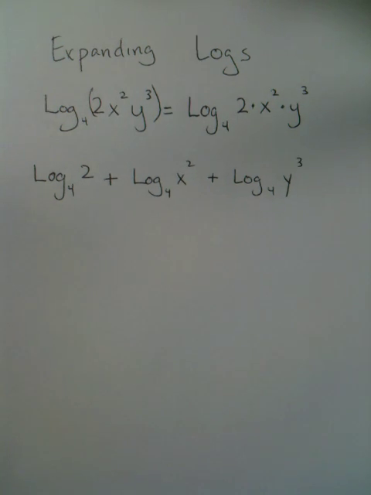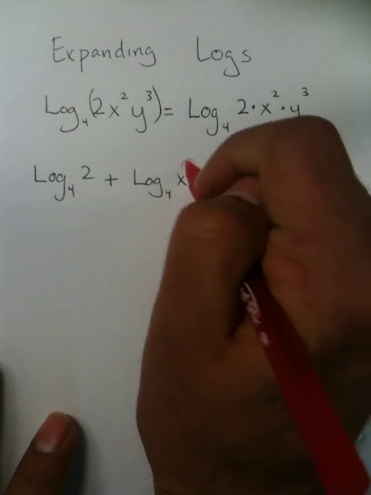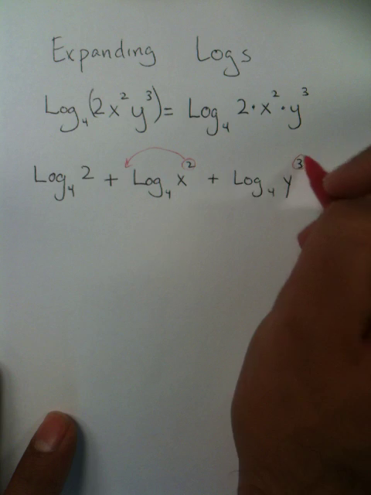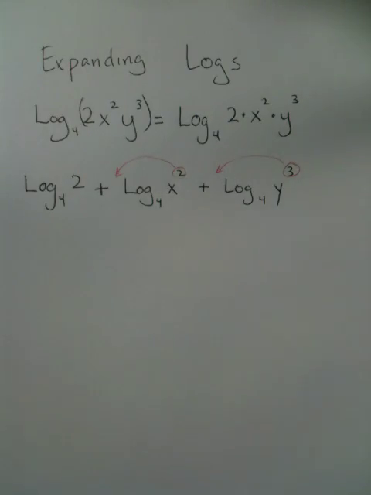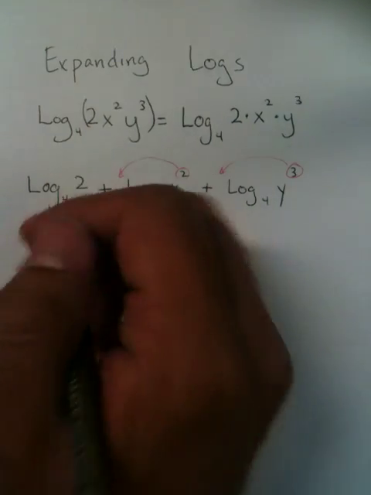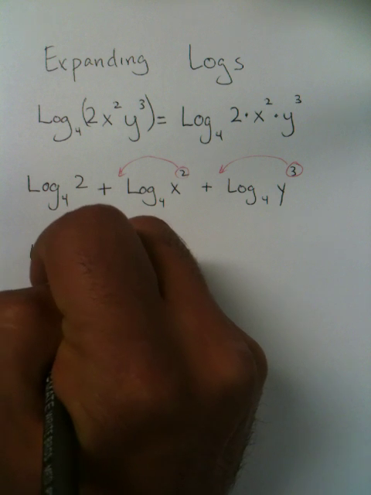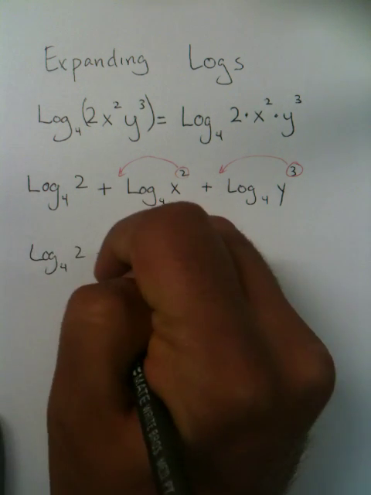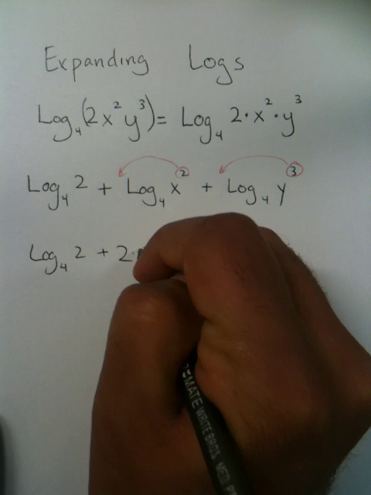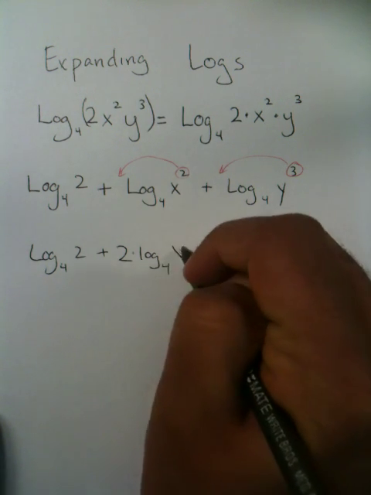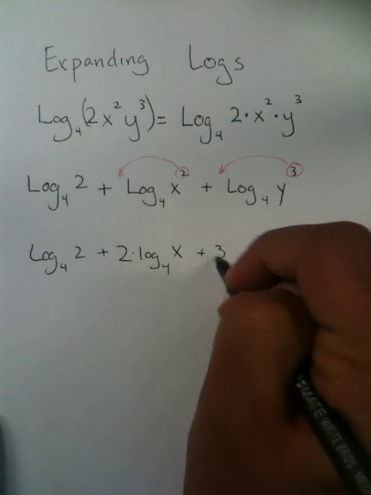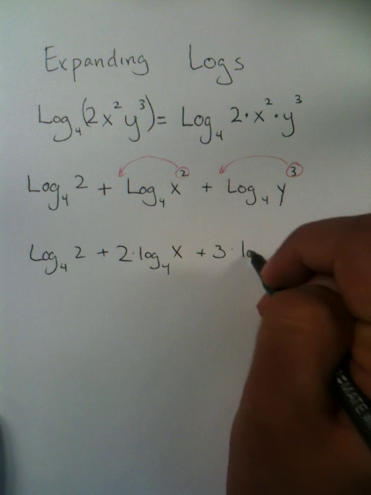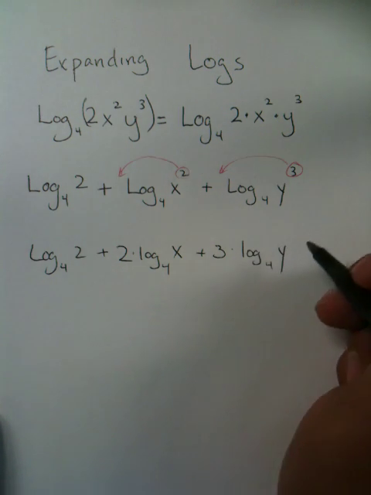Now when you're expanding logs, there are no powers. So the last property that you're going to use is the one that says take your power and put it in the very front of the log and then multiply them together. So your final answer is log sub 4 of 2 plus 2 times log sub 4 of x plus 3 times log sub 4 of y.